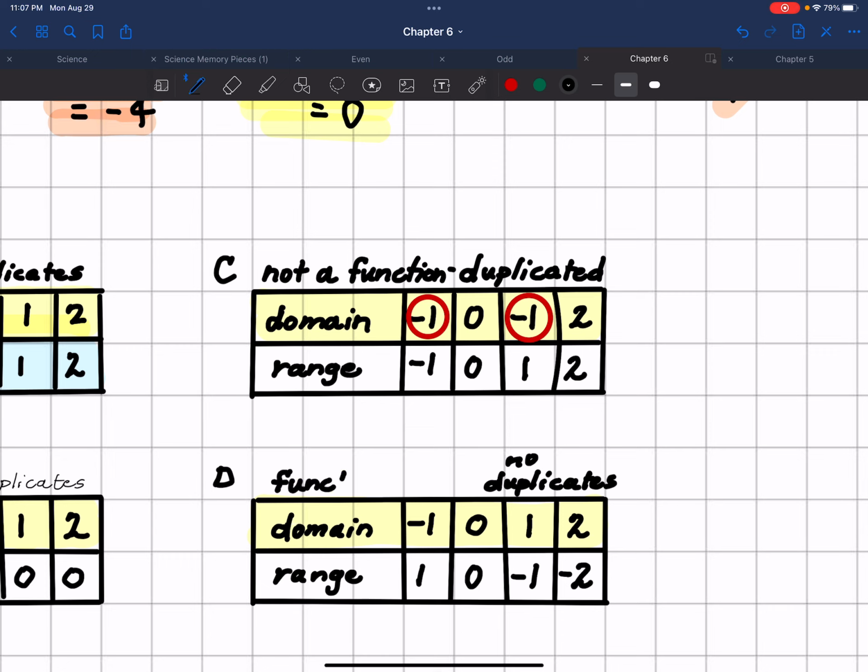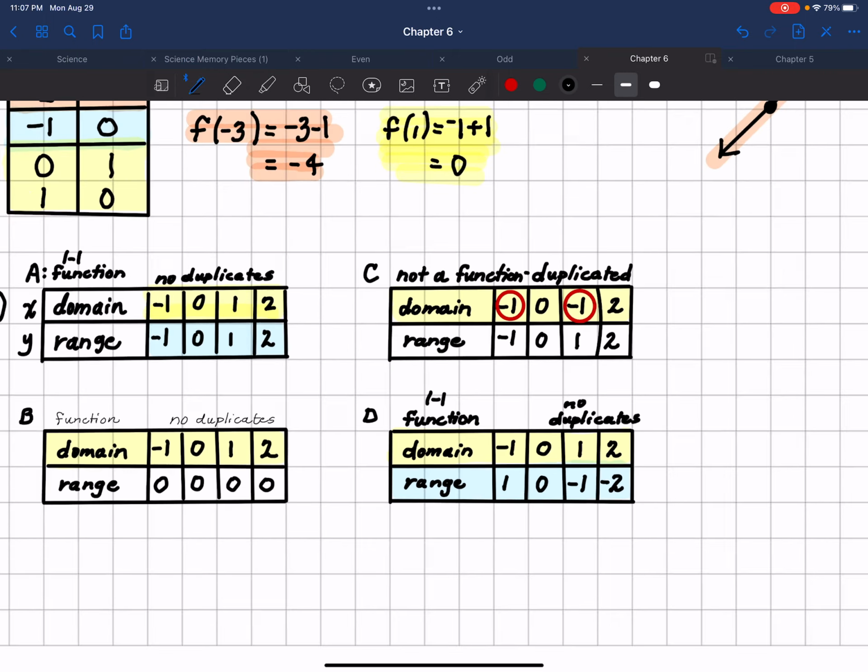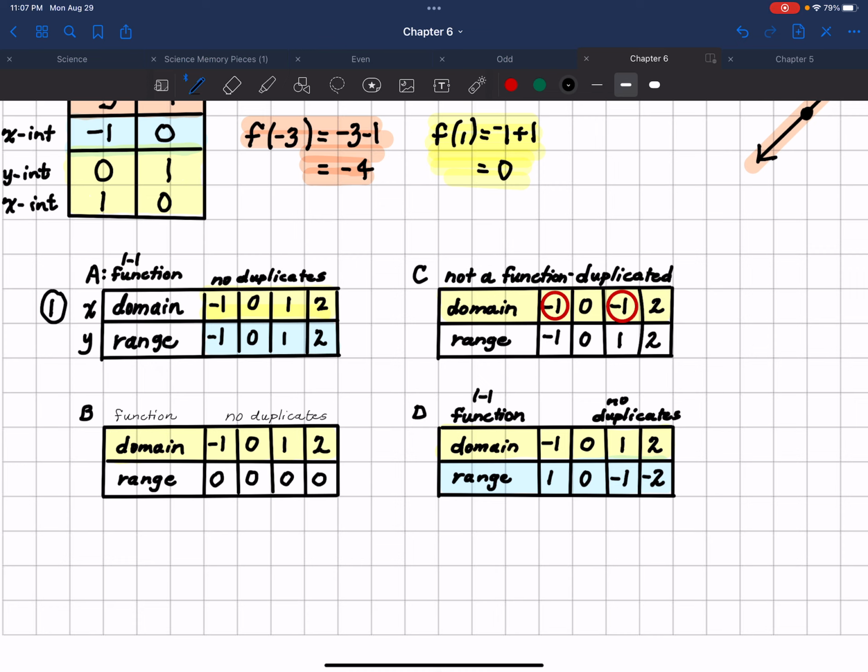Is it 1 to 1? So to determine that answer, we look at the range. There are no duplicates in the range, so this one is a 1 to 1 function. So the question was to identify the table that does not represent a function. That's going to be table C. And why? We said it right there. There is an x value that is duplicated. You cannot duplicate x's.